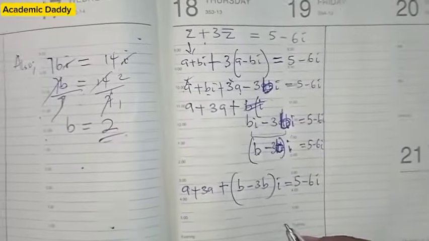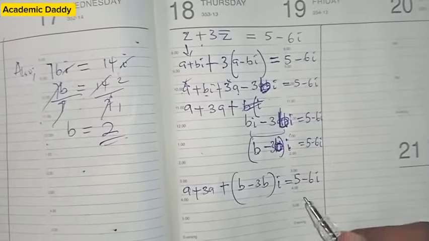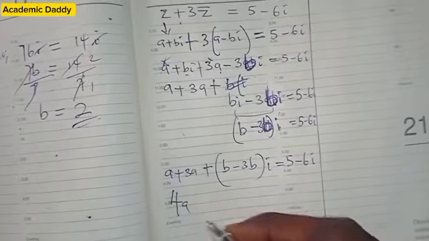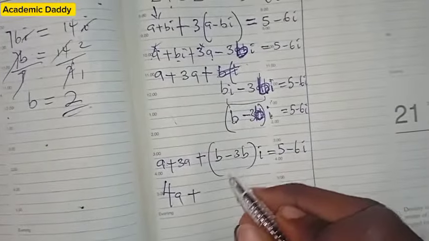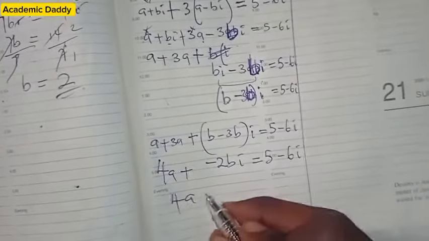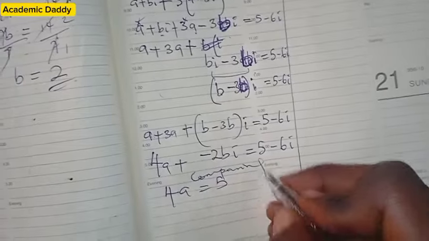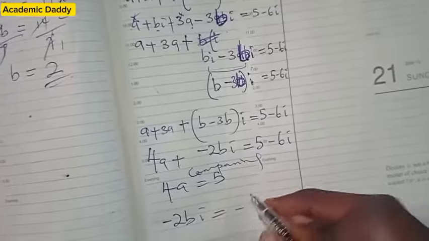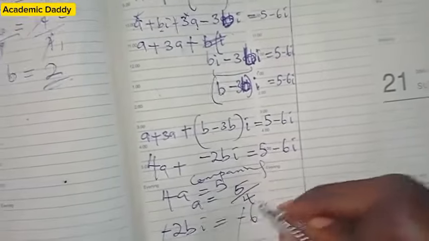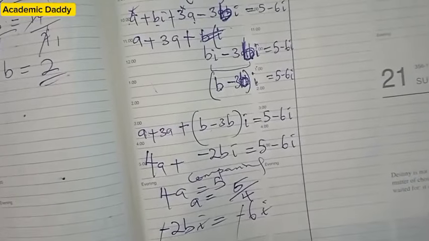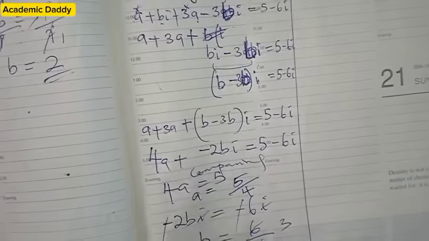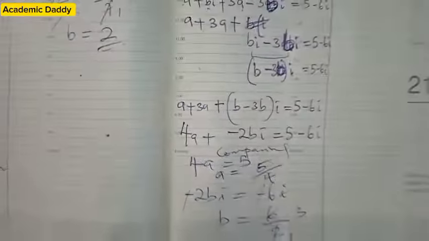Okay, so if we choose to now collect and equate, we now have the real parts: 4a, plus (b minus 3b), which is minus 2bi, equals 5 minus 6i. So comparing, 4a is equal to 5, and minus 2bi is equal to minus 6i. This will cancel this, so you see that a is equal to 5 over 4, while i cancels i, and b is equal to 6 over 2. So b is equal to 3, while a is equal to 5 over 4. So there you have it. That's my answer.